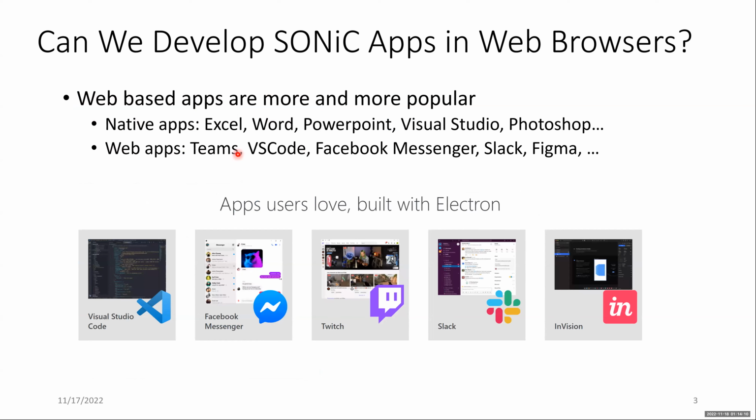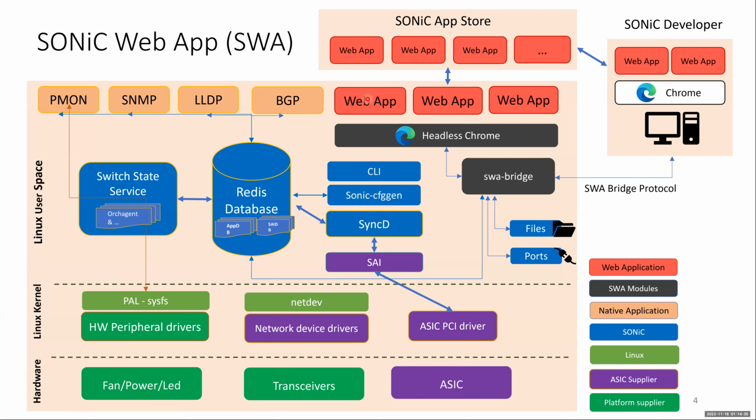Because we know there is a trend that web-based apps are more and more popular. Ten years ago, on our computers we used a lot of native apps like Excel, Word, PowerShell, and Photoshop. But nowadays we see more web-based applications like Teams, VS Code, Facebook, Slack, Figma.